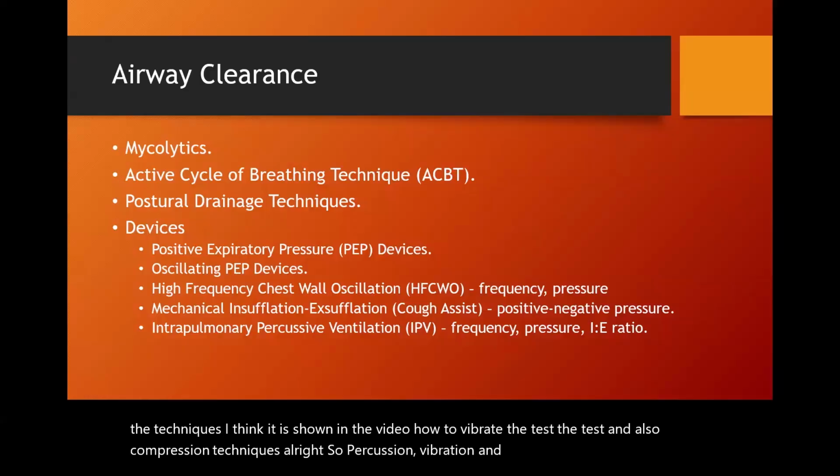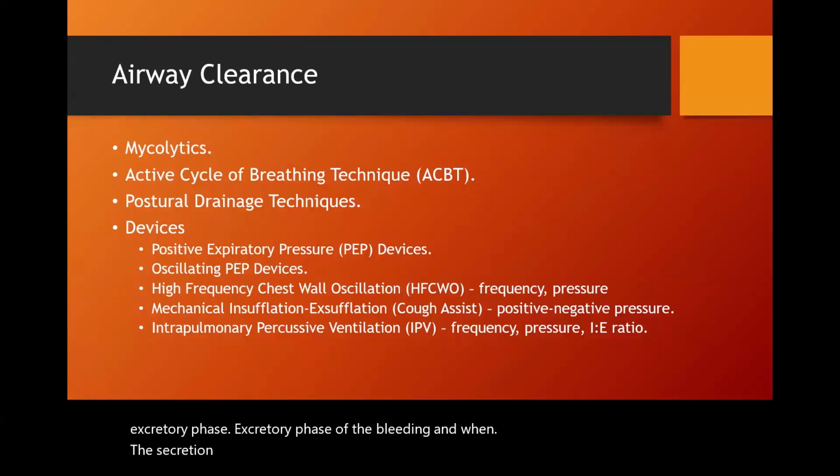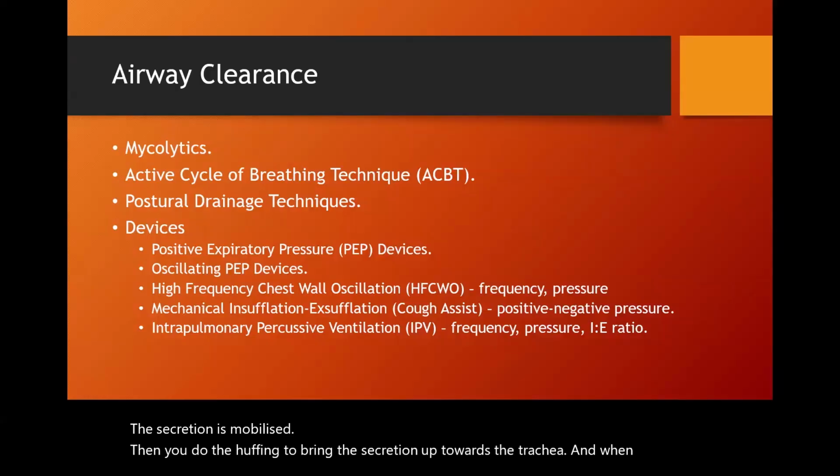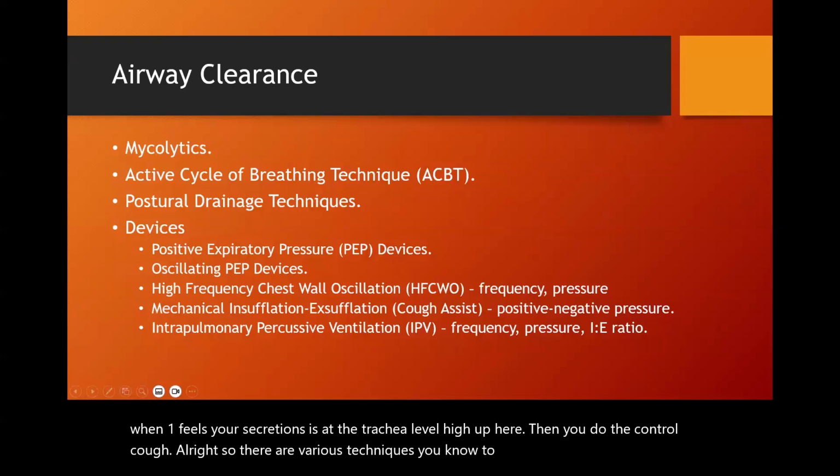During the expiratory phase, secretion is mobilized, and you do the huffing to bring the secretion up towards the trachea. And when one feels the secretions are at the tracheal level, high up here, then you do the controlled cough. All right, so there are various techniques to get the phlegm out. So that is the way it should go.